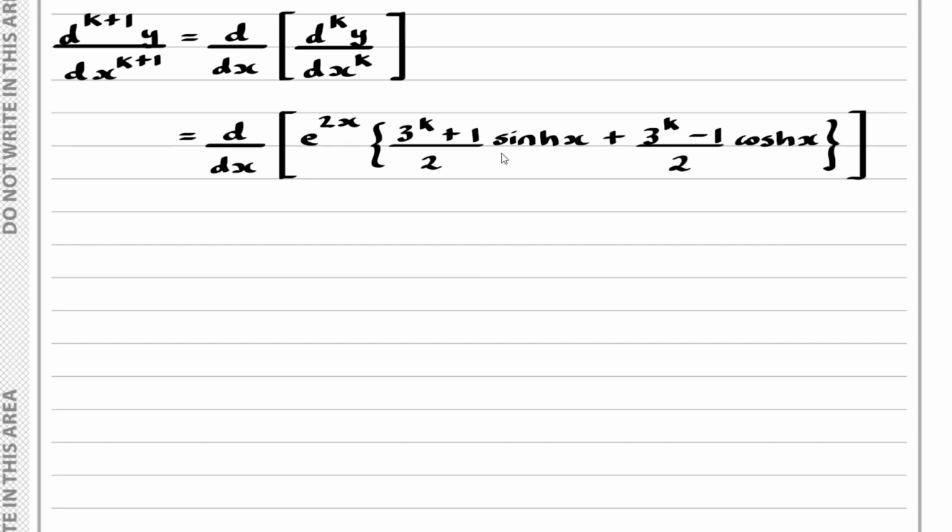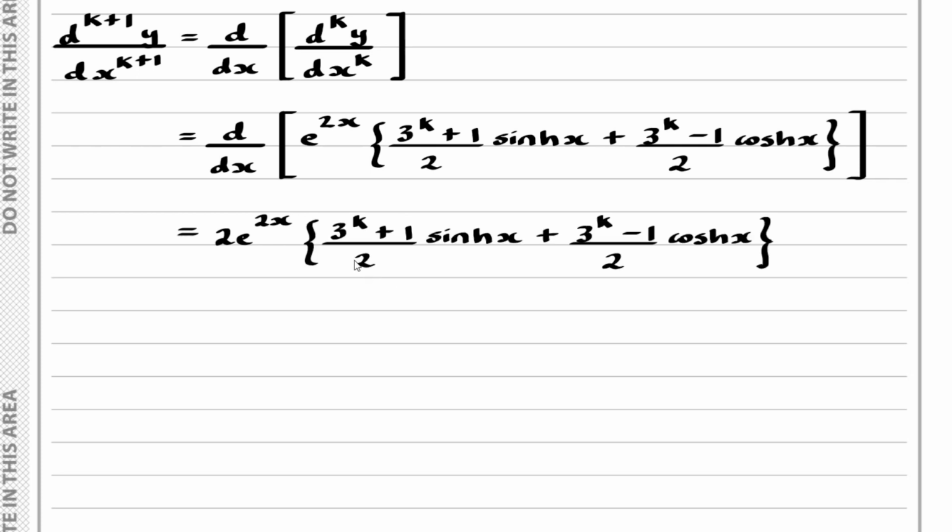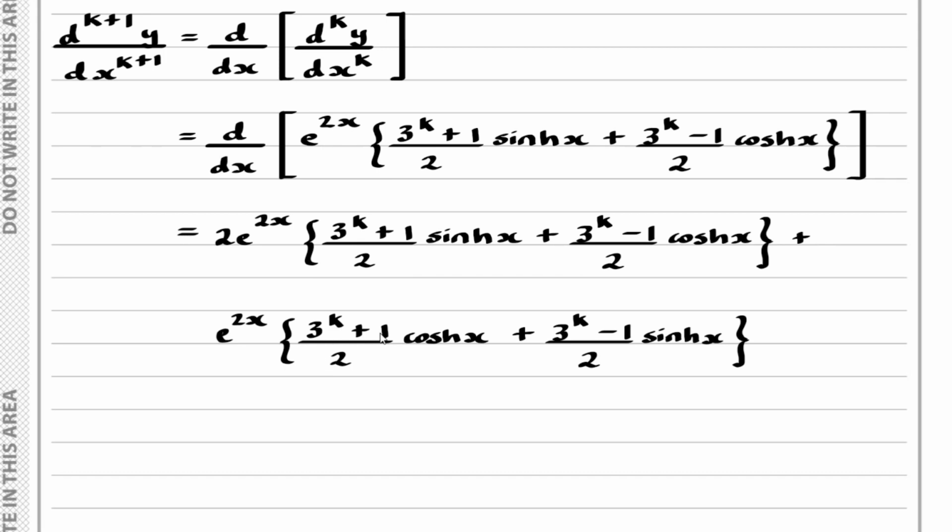So what we need to do at this point is differentiate using the product rule. So we have the derivative of e to the 2x, which is 2e to the 2x, and then we multiply this by (3^k + 1)/2 hyperbolic sine x plus (3^k - 1)/2 hyperbolic cosine x, and then we add on to this e to the 2x multiplied by the derivative of this bracket, which is (3^k + 1)/2 hyperbolic cosine x plus (3^k - 1)/2 hyperbolic sine x.